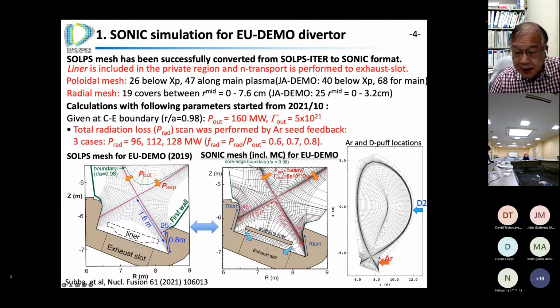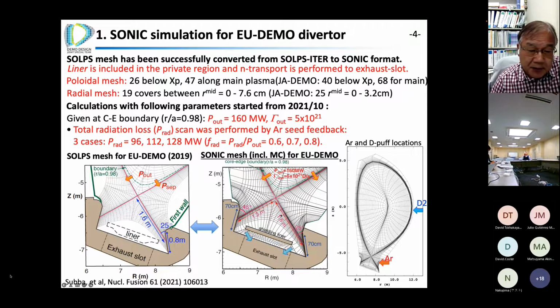Argon is the shielding impurity, puffed from the outer divertor, and deuterium is puffed from the midplane. In this mesh, we exhausted power from the core edge boundary: in the EU DEMO case, 160 megawatt, and the exhaust particle rate is 5 times 10^22 deuterium per second.